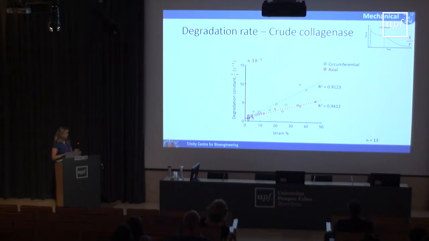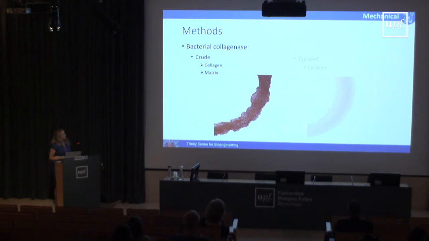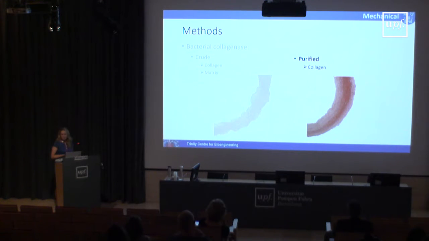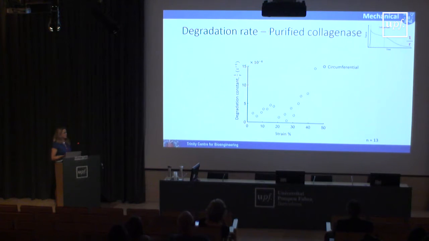But the fact that it was linear perplexed us a little bit. It's not what we expected. We expected to see this U-shaped curve. So then we said, okay, maybe it's because of the type of collagenase we're using. So we'll use the purified collagenase. We know that only targets collagen. And we look at the response. And then this is what we got.